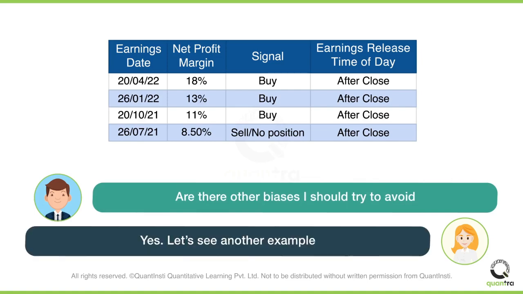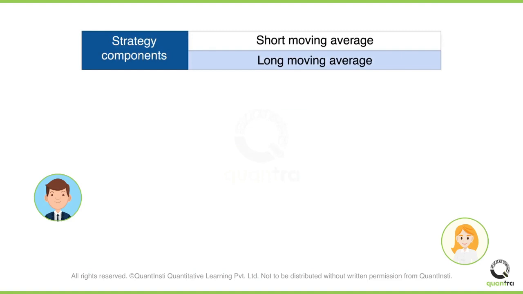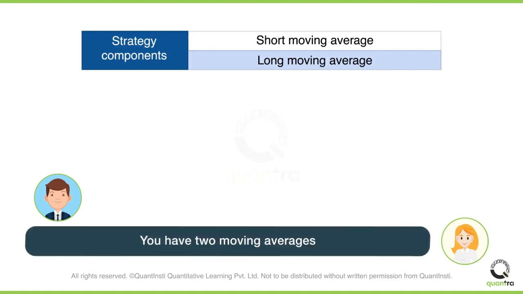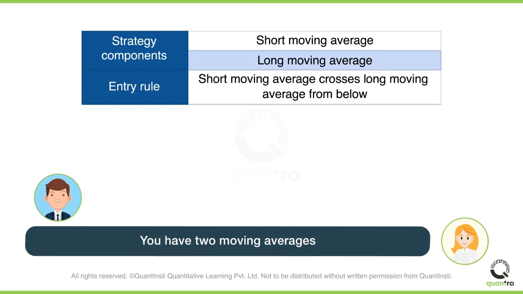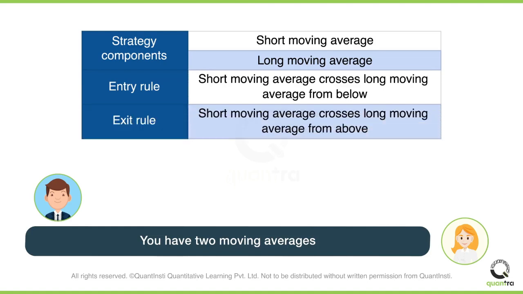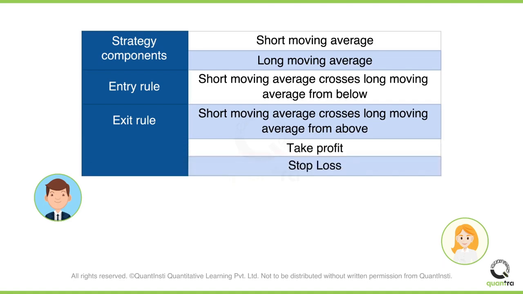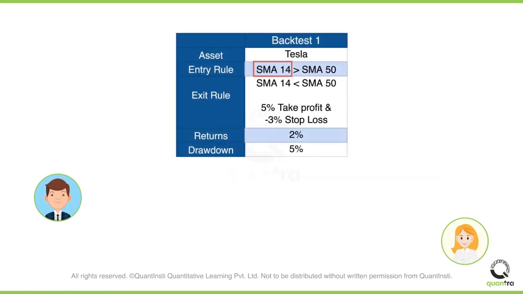Mary replies yes. Let's say you have created a simple strategy involving two moving averages. The short and long simple moving average. The entry rule is that, if the short moving average crosses the long moving average from below, you would buy. And you will sell, if the short moving average crosses the long moving average from above. Or if you reach your take profit or stop loss levels. Initially, you choose 14 days as the short moving average, and 50 days as the long moving average.